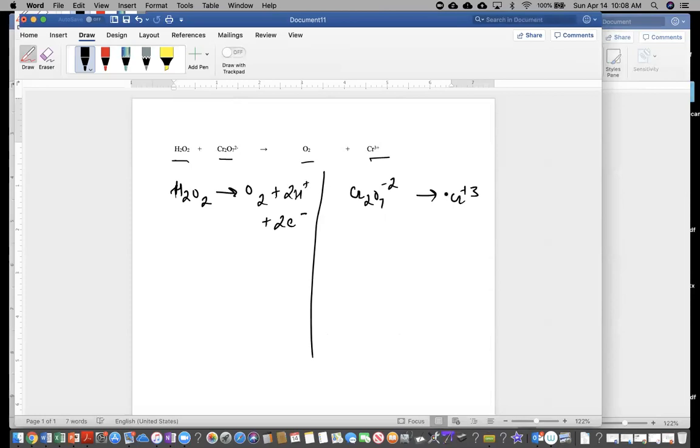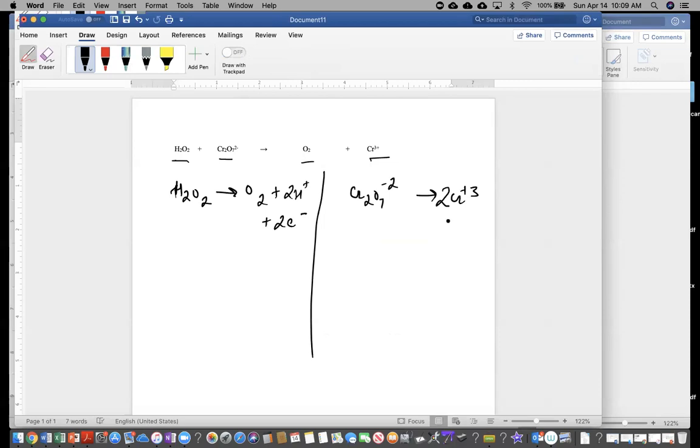So how do I balance that? You can just put 2 in the front. Yes. When you're balancing the non-hydrogen, non-oxygen atoms, you can put the coefficients in the front and balance them. You cannot do that with oxygen or hydrogen. For oxygen, you must add water. For hydrogen, you must add H+. You cannot put numbers in the front to modify them. All right, so Cr is balanced.